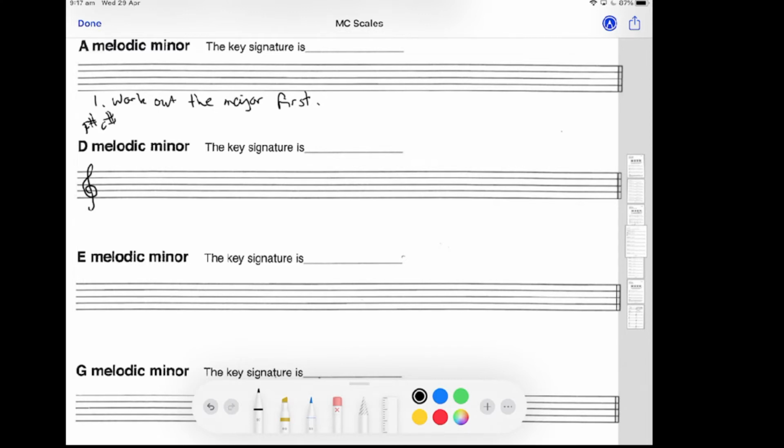Now, another thing we definitely need to do is we need to actually write our notes on the scale on the stave. That's a part of working out the major scale first. Starting on D, we're going to work our way up.